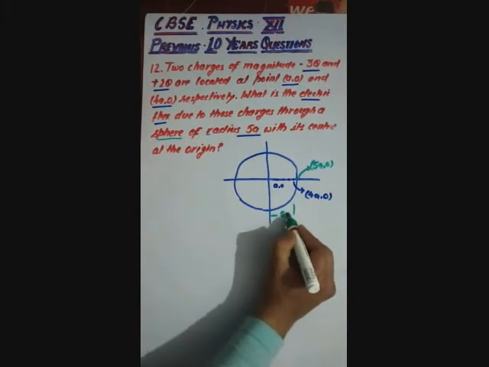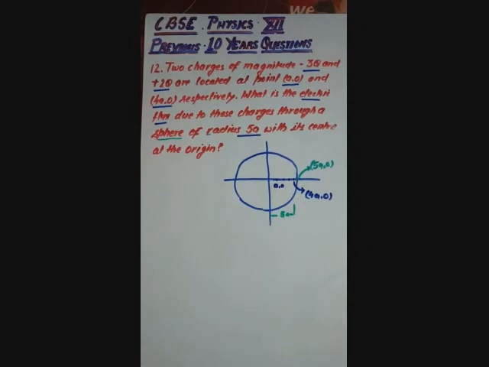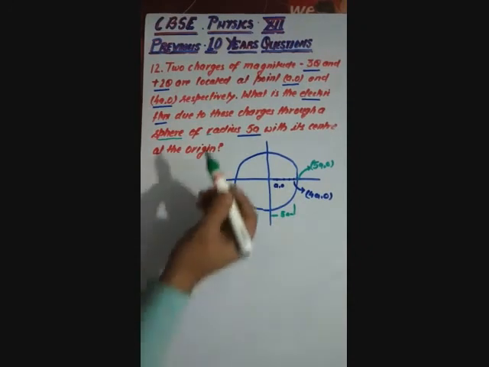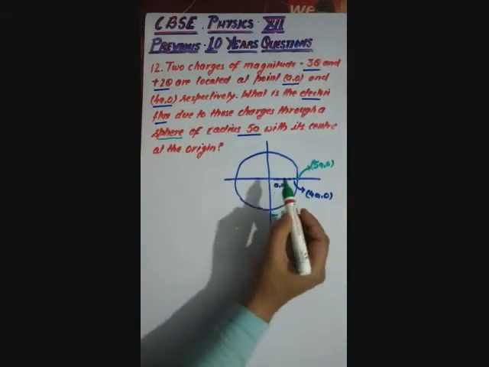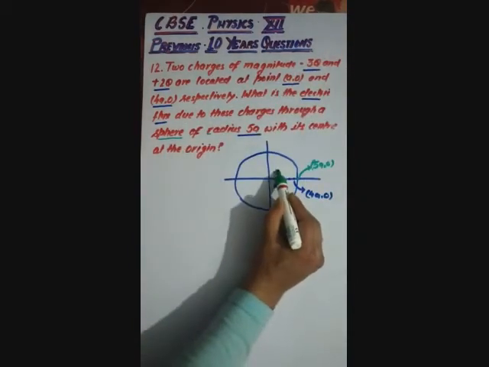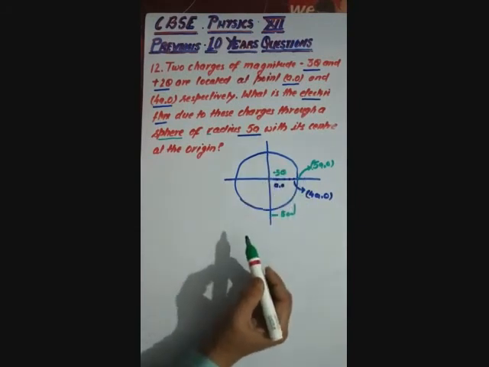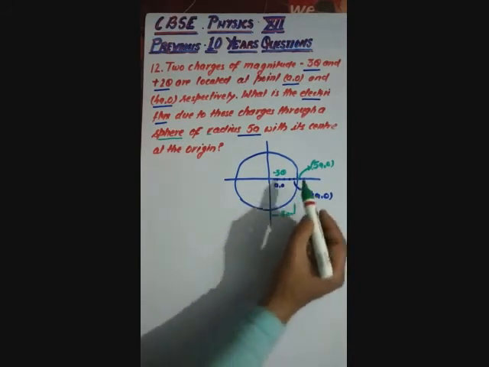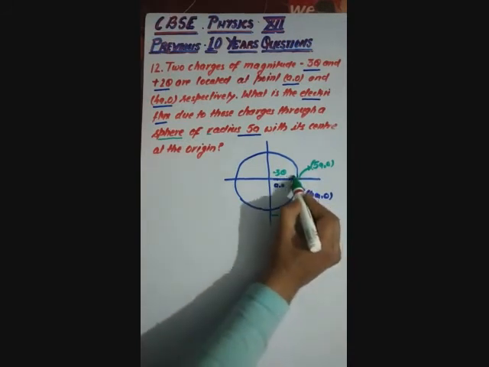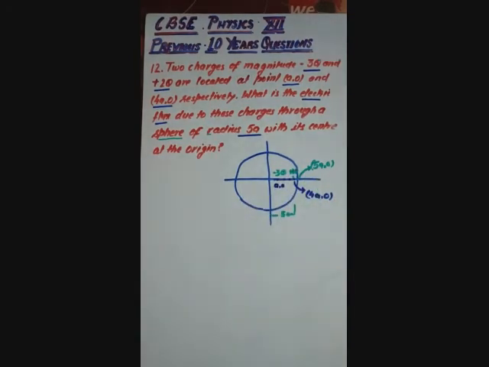The charges are at negative 3q and positive 2q here. So both charges are on the surface or inside the surface.